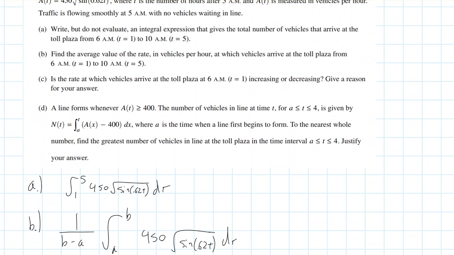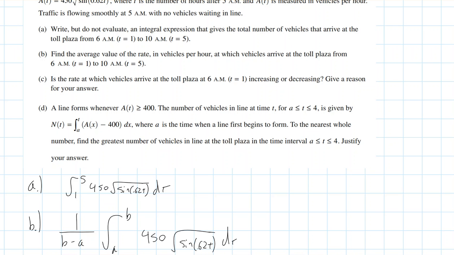A line forms whenever a of t is greater than 400. The number of vehicles in line at time t, for a less than t less than 4, is given by n of t equals the integral from a to t of a of x minus 400 dx, where a is the time when the line first begins to form. To the nearest whole number, find the greatest number of vehicles in line at the toll plaza in the time interval a less than t less than 4, and justify your answer.